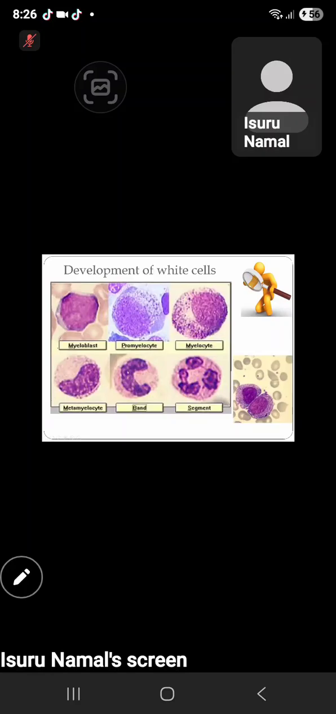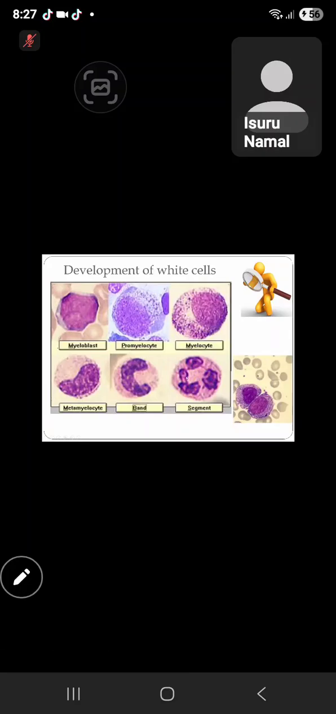Then the metamyelocyte matures further and further, and your nucleus will become a band-like nucleus. That is also a type of metamyelocyte, but we consider it a band form. You can call it a band form, and a horseshoe appearance you can also see. However, all those are categorized under the metamyelocyte. Then you can see the mature neutrophil as the next stage, right? Likewise, eosinophils and basophils will be formed here.